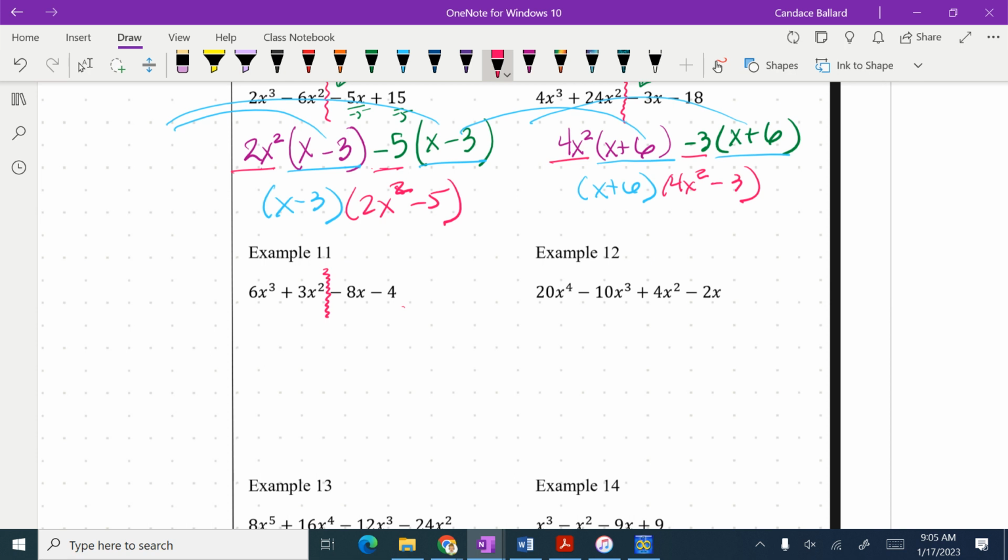Make sure you're trying it. This is your opportunity. Careful with my algebra.